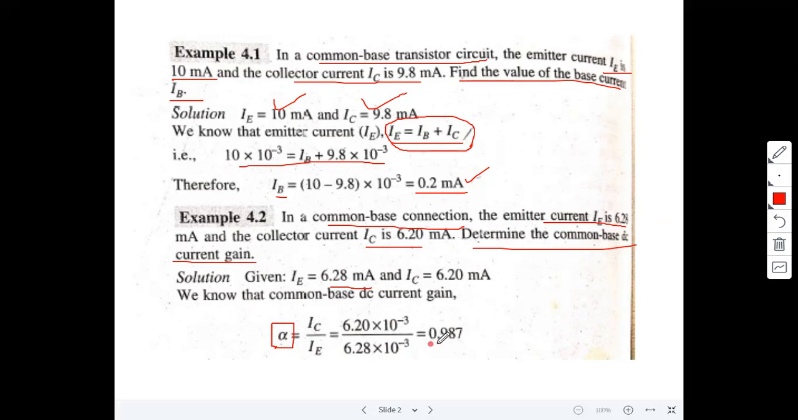Then substitute, you will get 0.987. Remember the alpha maximum value is equal to 1. The range of alpha is 0.95 to 0.99. Okay, then only that is correct. In the second problem, given IE and IC, find the common base DC current gain alpha value.